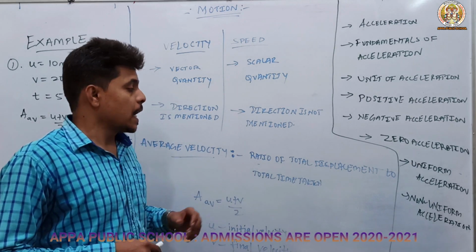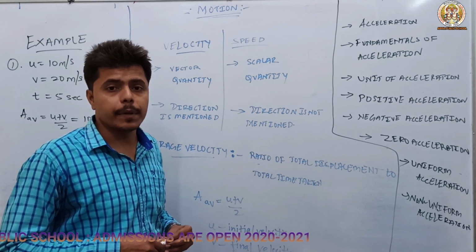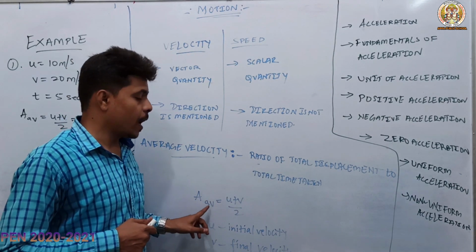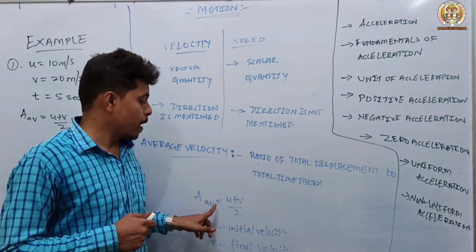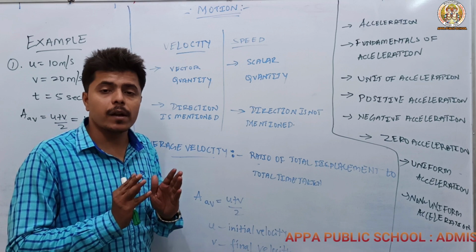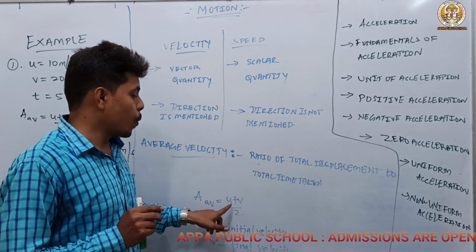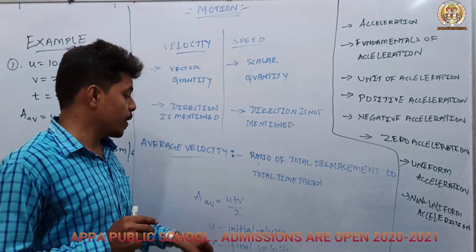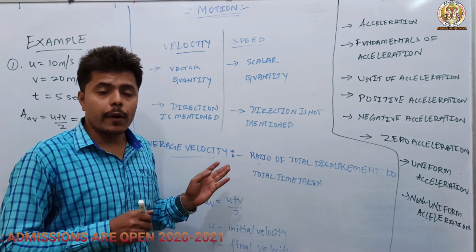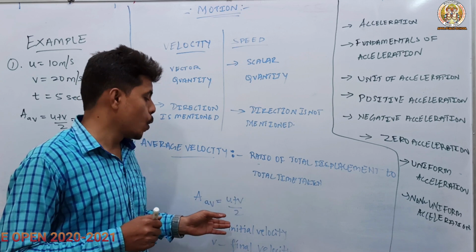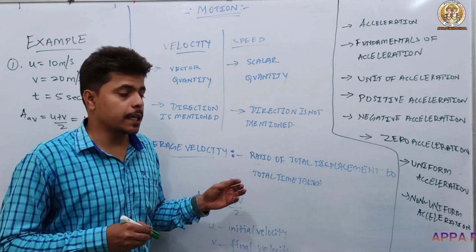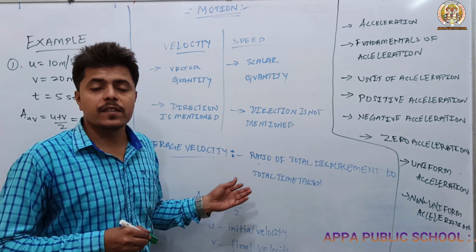Average velocity is the ratio of total displacement to the total time taken. So here you can see there is a formula for average velocity. Average velocity is equal to (u plus v) by 2. This formula is to solve the problems based on average velocity, where u means initial velocity, v means final velocity. So the average velocity definition is the ratio of total displacement to the total time taken, and it is given by the formula (u plus v) by 2.